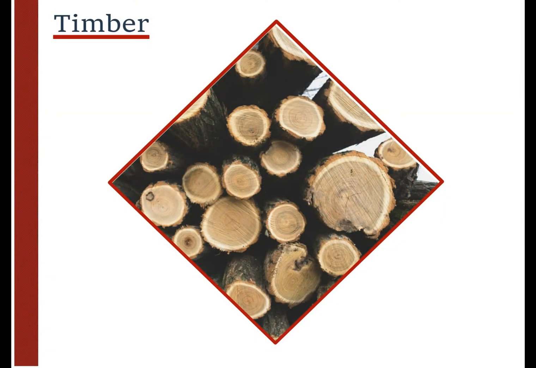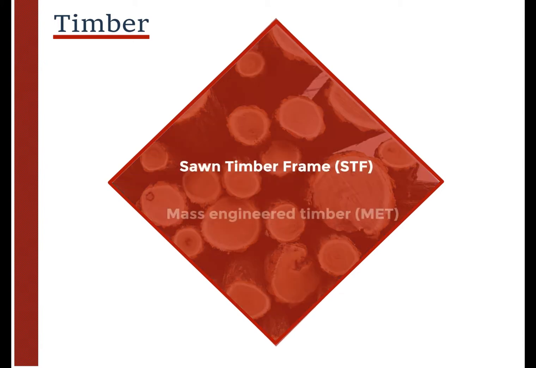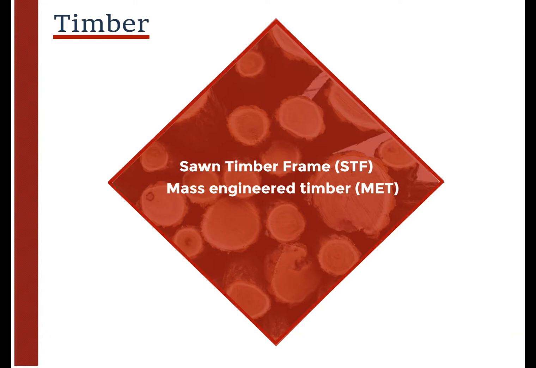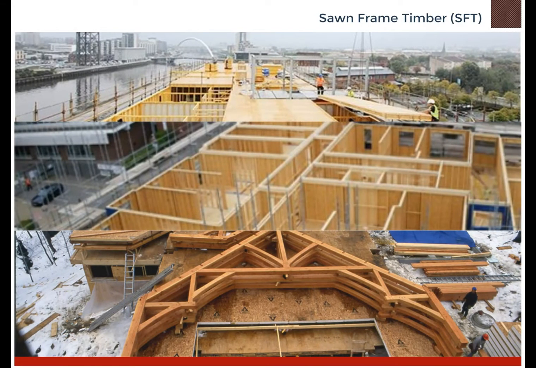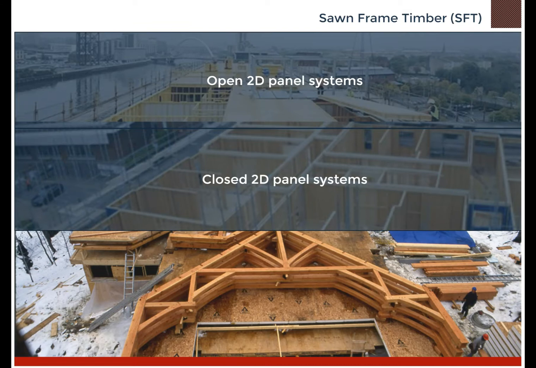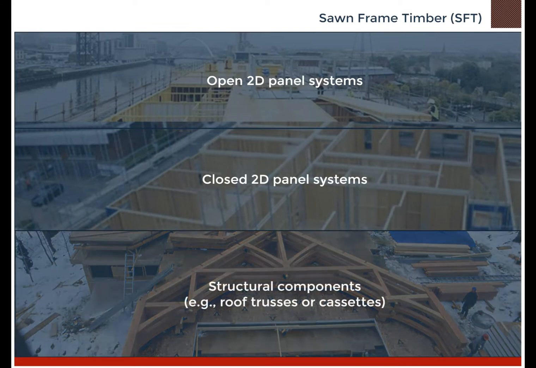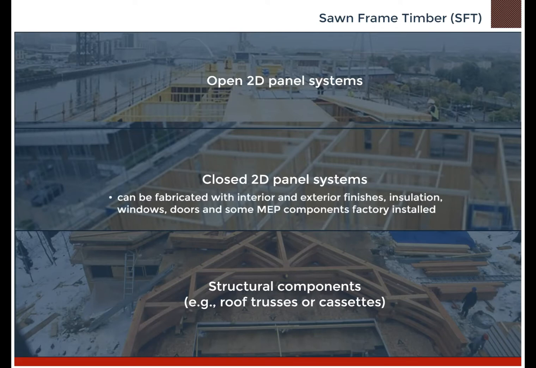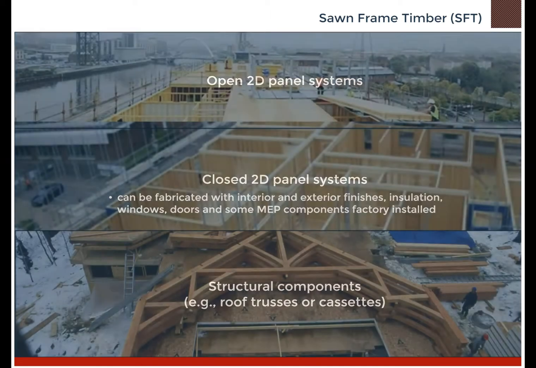This part of the module looks at the characteristics, performance criteria, and systems fabricated from sawn timber frame, mass-engineered timber, MET, and composite panels. Sawn timber is used extensively as the structural material in open, boarded one side only, and closed 2D panel systems, and for structural components such as roof trusses and roof cassettes. Closed panels can be fabricated with interior and exterior finishes, insulation, windows, doors, and some MEP components factory installed.